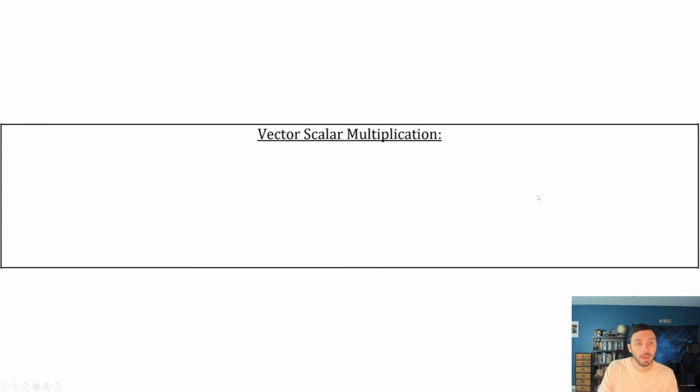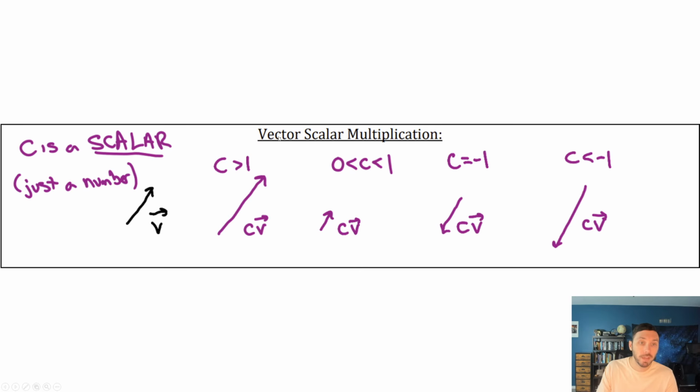All right. We also have vector scalar multiplication that comes with vectors. So a vector has a magnitude and direction. A scalar does not have a direction. It has only a magnitude. Only a magnitude, only a number. So like the number 2 is just a scalar. The number 0, the number million. These are just scalar values.